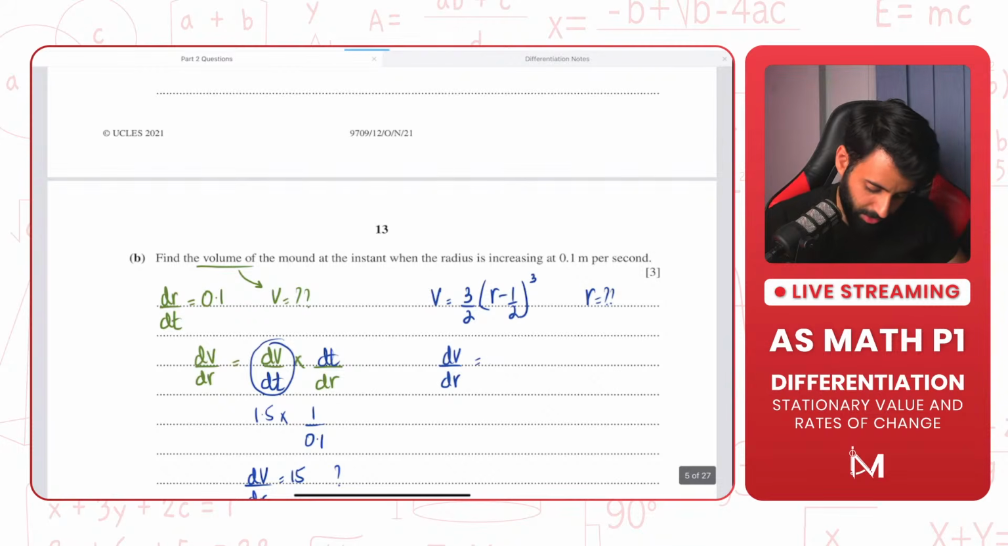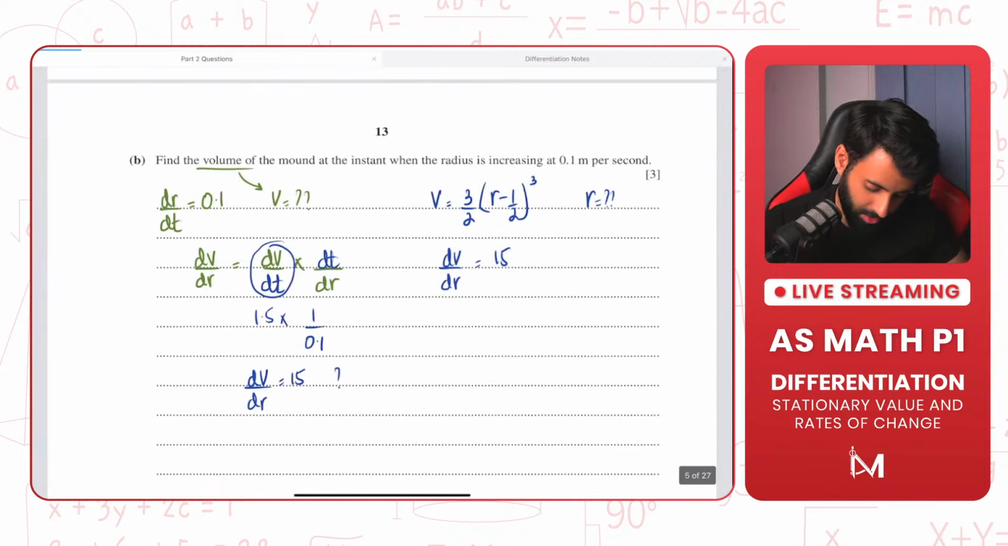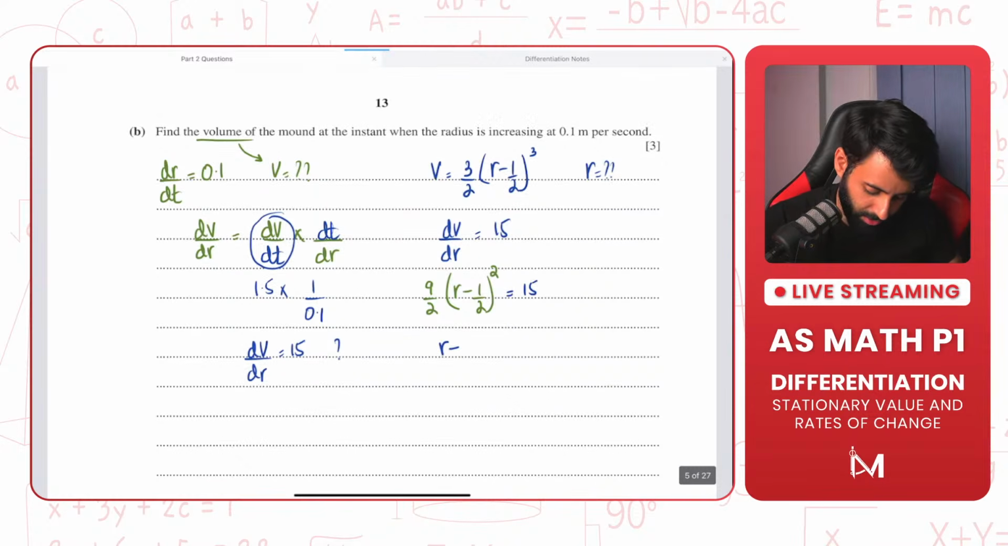We know that dV upon dr is equal to 15. That means that this expression is equal to 15. So this expression right here is equal to 15. And with the help of this, we will find out the value of r. So (r minus 1 upon 2) the whole thing squared: 15 gets multiplied by 2, divided by 9. So that's equal to 10 upon 3.